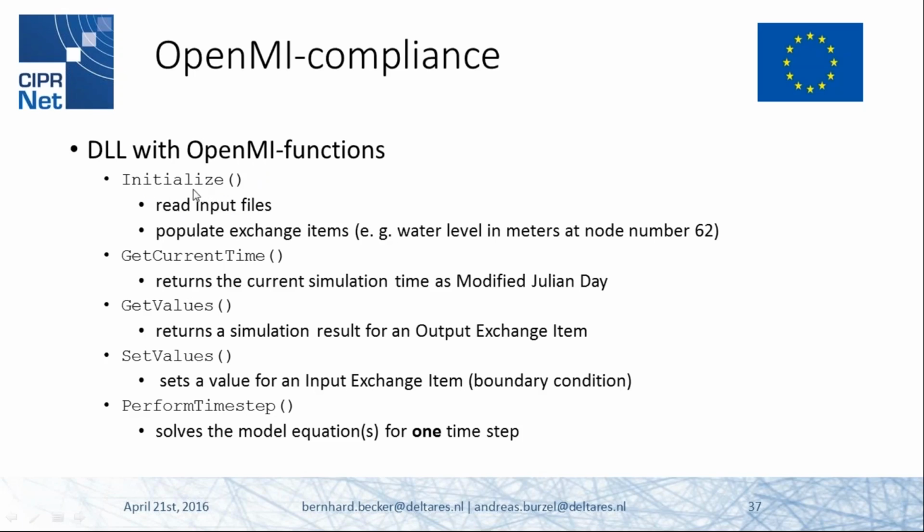The first one is the initialize function. Within this function, usually the model input files are read, and all the exchange items that you can see in the connection properties, they are populated. For example, all water levels in meters at all node numbers, or only node number 62 if the programmer or developer chooses so. Second important OpenMI member function is the getCurrentTime, and this returns the current simulation time as modified Julian day.